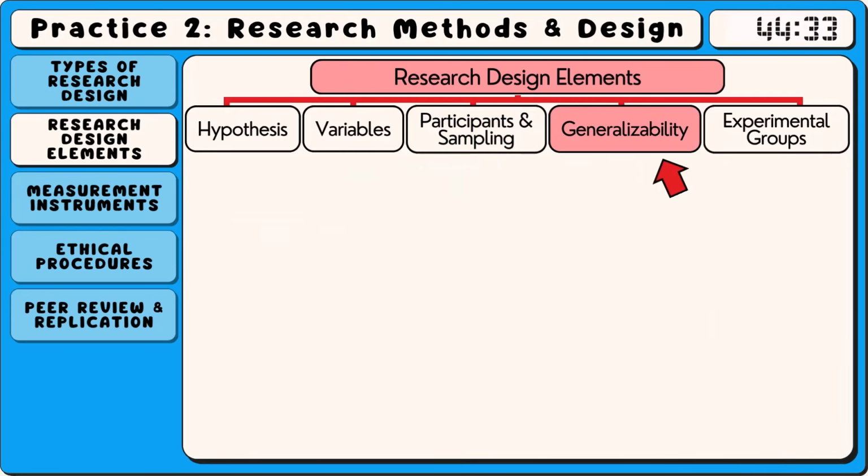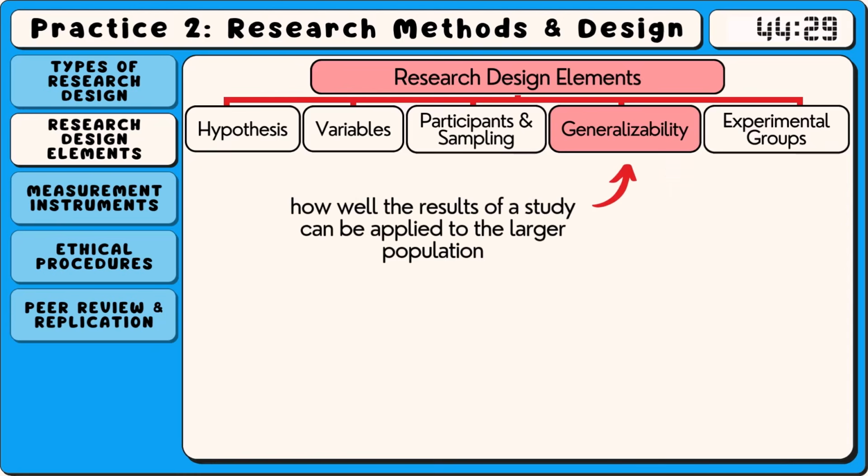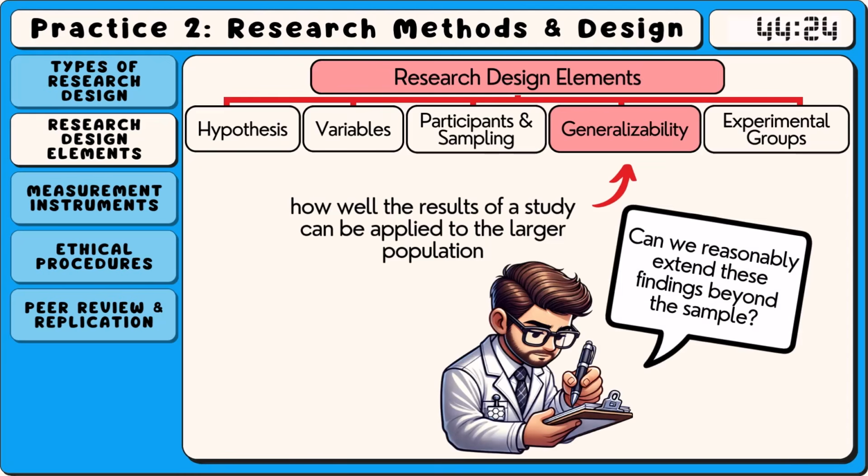That brings us to another really important term for the AAQs, generalizability. This refers to how well the results of a study can be applied to the larger population. In other words, it asks, can we reasonably extend these findings beyond the sample?